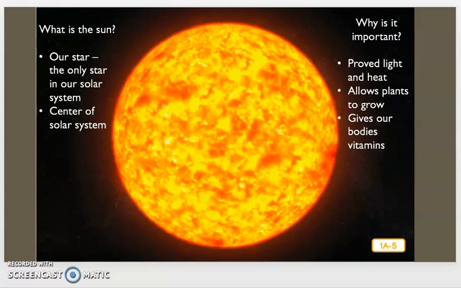And we also talked about how while it is important to make sure we're wearing sunscreen because some of the rays that come off the sun can be harmful to our skin, a lot of the rays that come off the sun also have vitamins that make our body healthy and allow our bodies to grow. So those vitamins are also very important that we get from the sun as well.